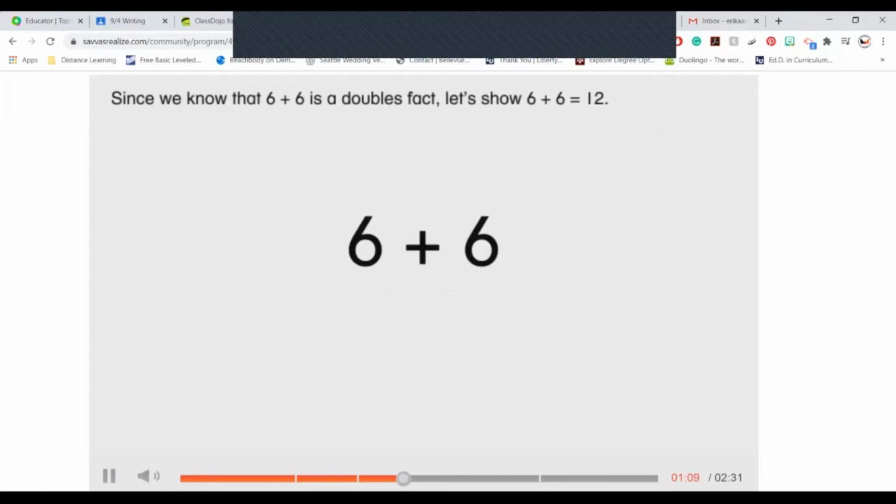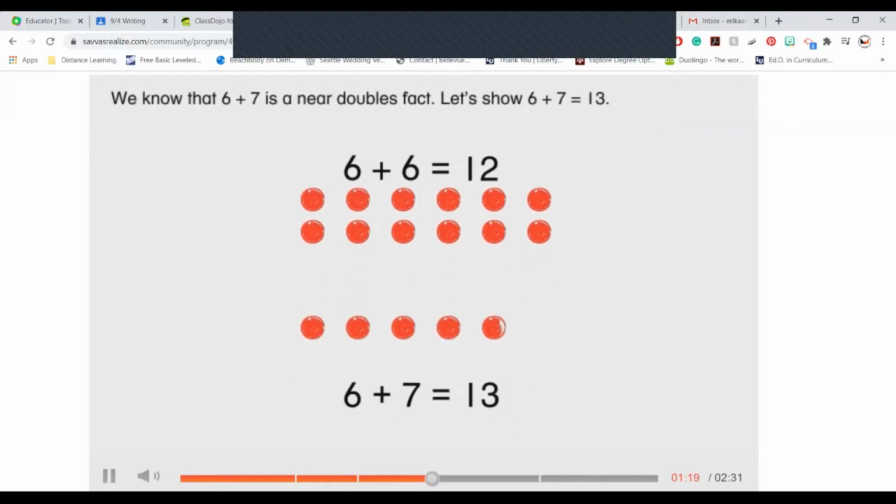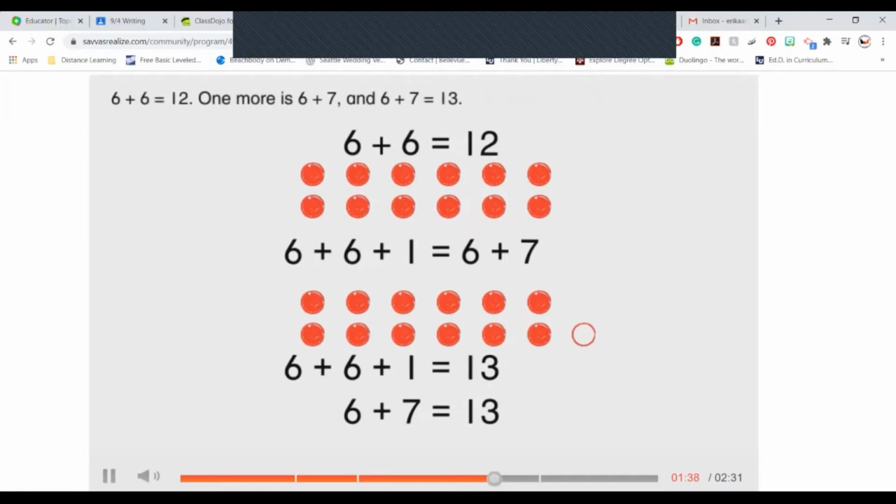Since we know that 6 plus 6 is a doubles fact, let's show 6 plus 6 equals 12. We know that 6 plus 7 is a near doubles fact. Let's show 6 plus 7 equals 13. 6 plus 7 is just 1 more than 6 plus 6. 6 plus 6 equals 12. 1 more is 6 plus 7, and 6 plus 7 equals 13.